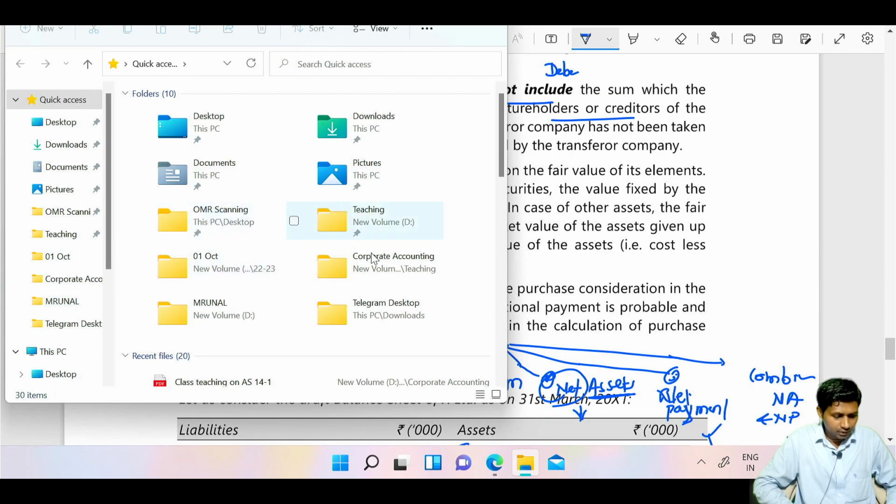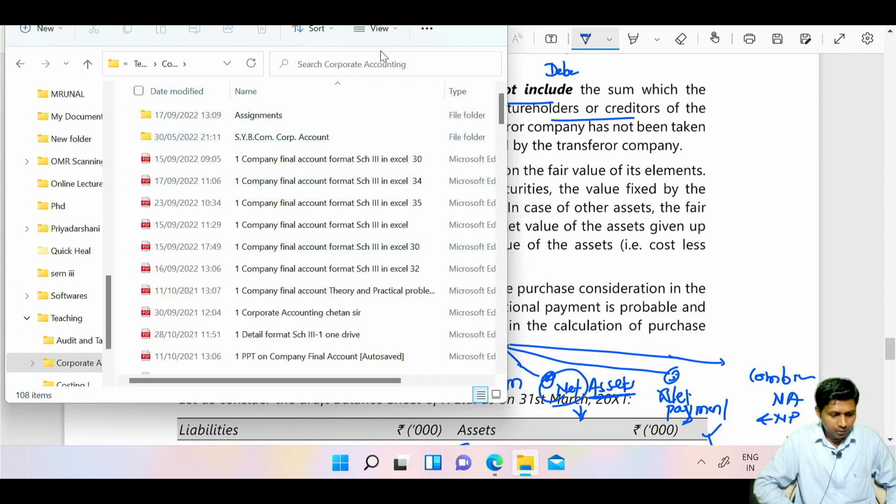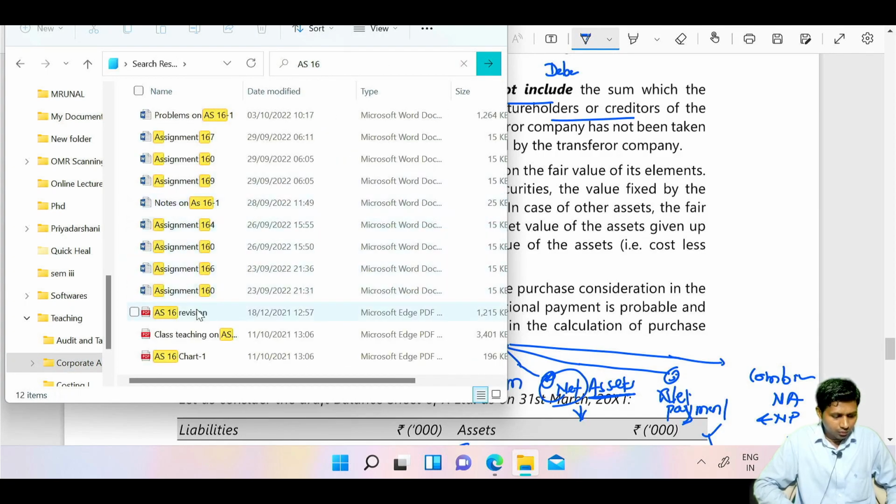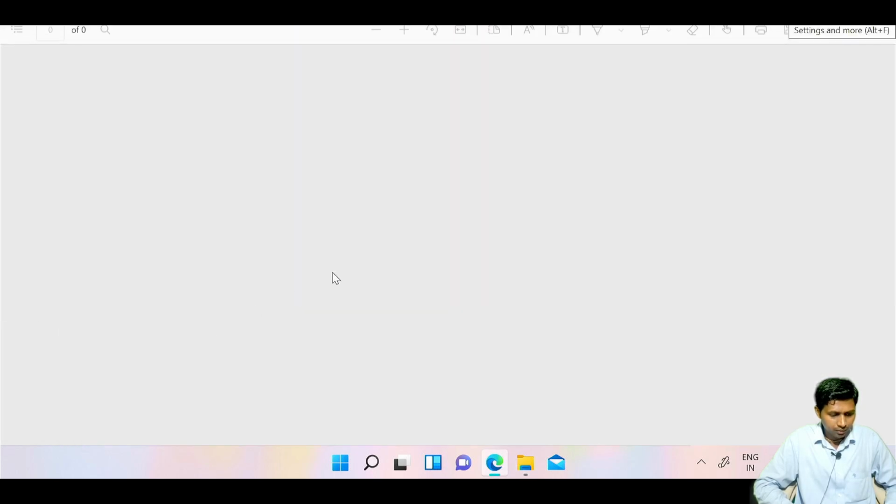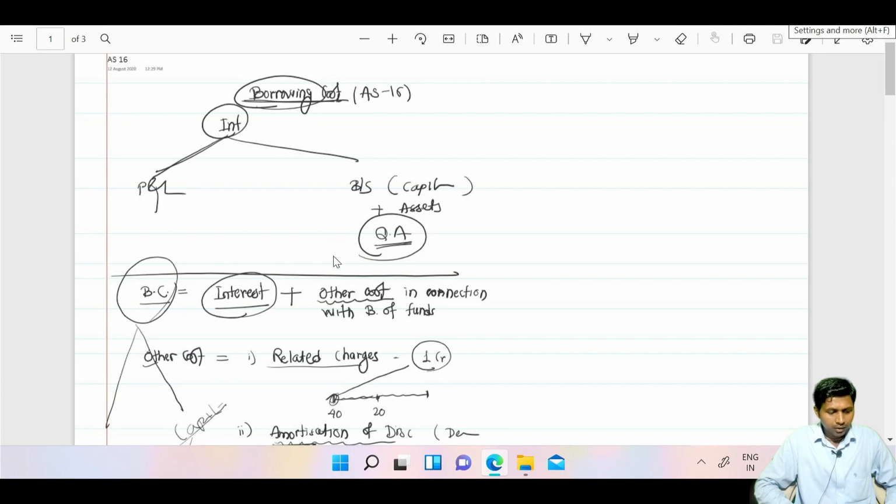Accounting standard 16, corporate accounts, AS 16. Do we have class teaching here also? We have. Now, accounting standard 16. In accounting standard 16 you will find what?